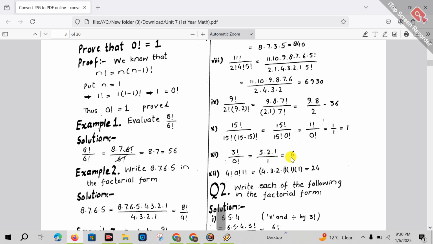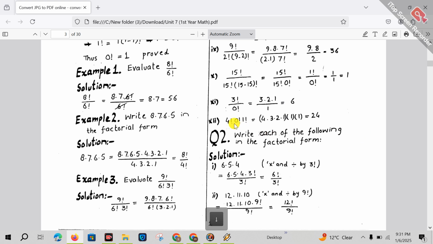Next is question number 12. In question number 12, we have 4 factorial multiplied by 0 factorial multiplied by 1 factorial. So 4 factorial means 4 multiplied by 3 multiplied by 2 multiplied by 1. So the multiplication is 1, 1 and 24.